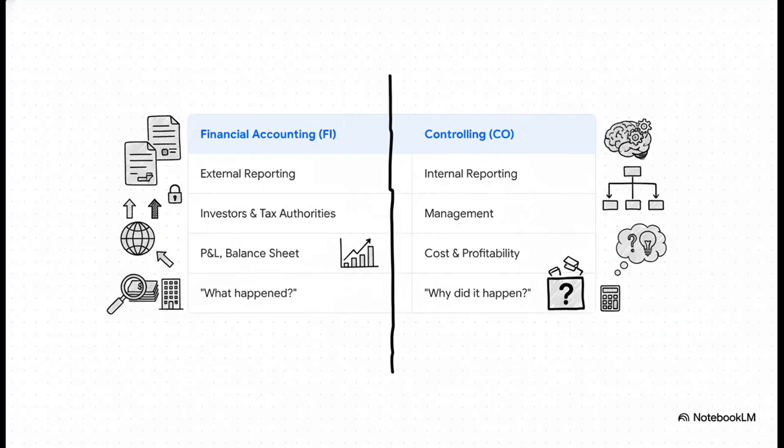Okay, so this chart really lays it all out. On one hand, you have financial accounting, or FI. This is all about looking outward. It's what you show to the world. Investors, the government, the bank. It's legally required, and it basically answers the question, what happened? But then you have controlling, or CO. This is completely internal. It's for the management team's eyes only, and it's all about digging deeper to answer that much more important question. Okay, but why did it happen?